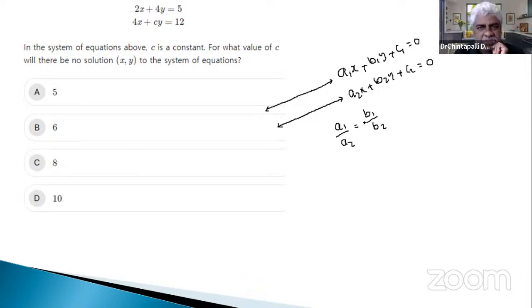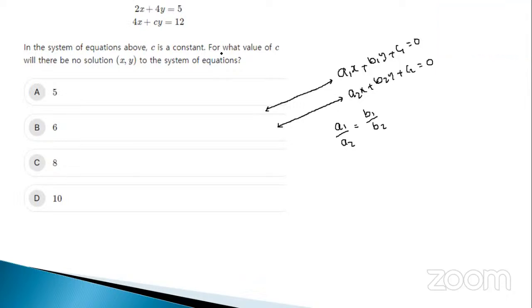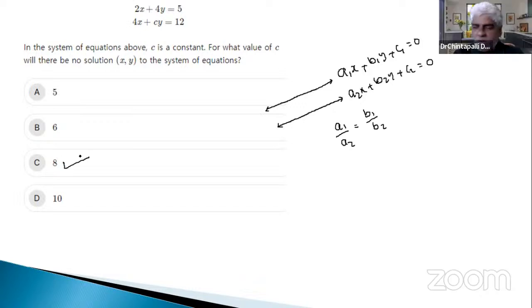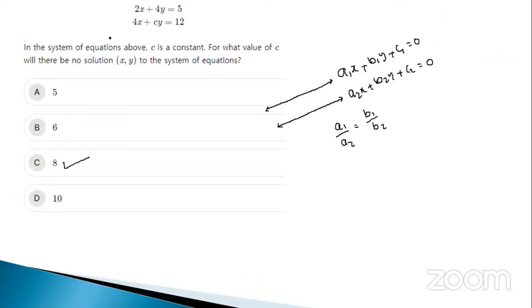So 2x plus 4y is equal to 5 and 4x plus cy is equal to 12. Then what is this? It's option C, 8, sir. Good, 8 is correct. How can you make them parallel? We multiply the first equation by 2. We get 4x plus 8y equals 5. And in order to make it parallel for C, we need to check the y coefficients. It's going to be 8.